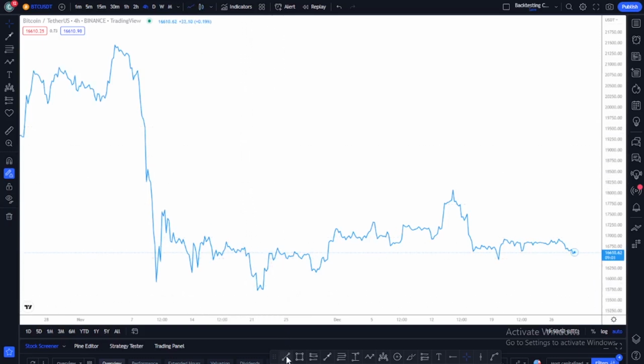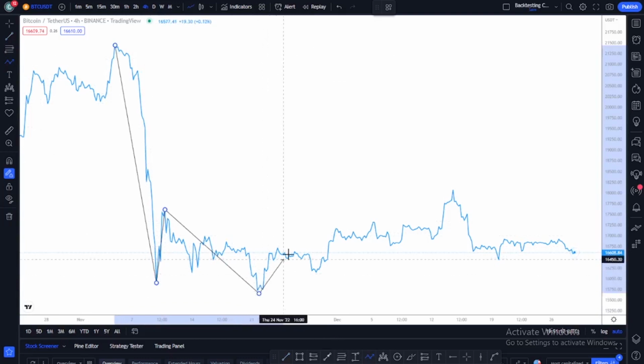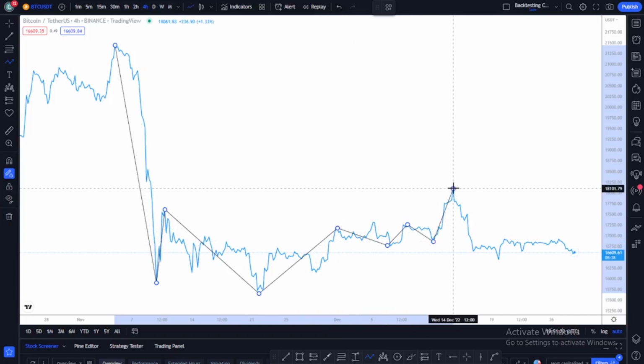Coming to our line chart, we can identify our bearish rising wedge. And how do we identify a bearish rising wedge? The market drops, tries to consolidate in the form of a wedge, before it finally breaks the pattern and continues to the downside. Do you get me? Good.